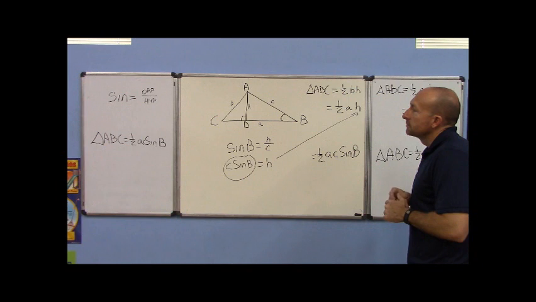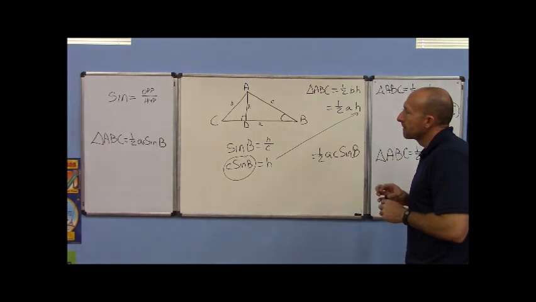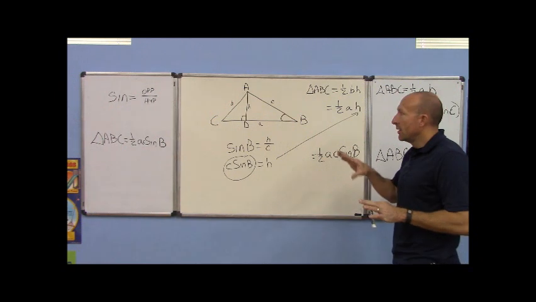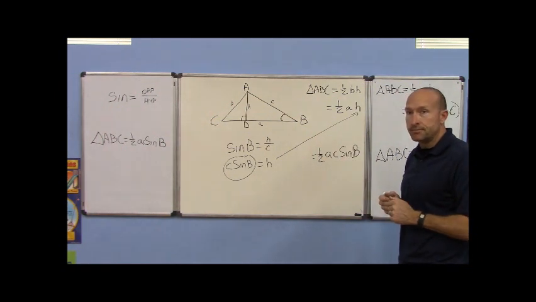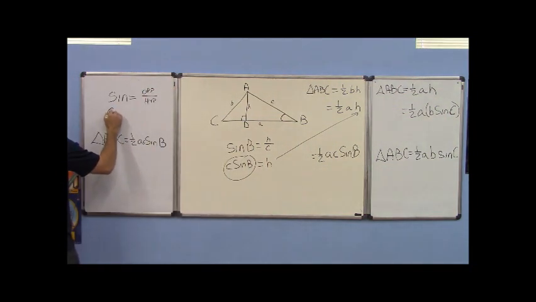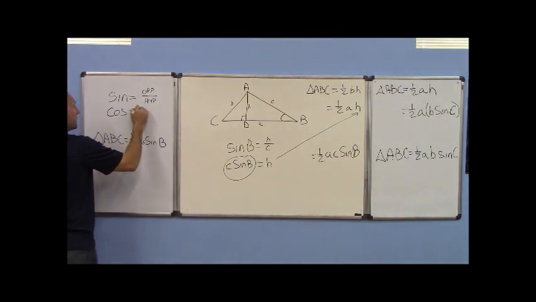So now, what about cosine? Let me ask you this. What is cosine first of all? Adjacent over hypotenuse? Yep. Cosine is adjacent over hypotenuse.